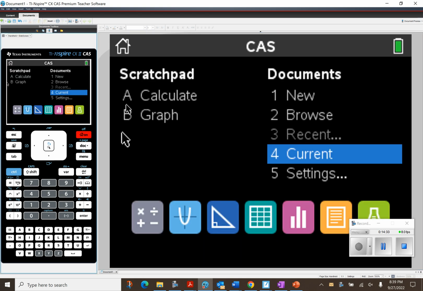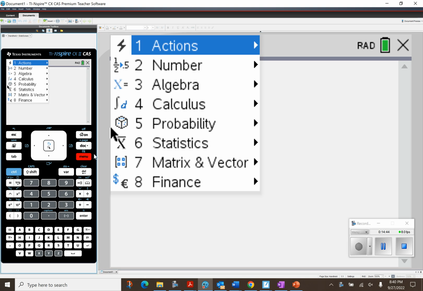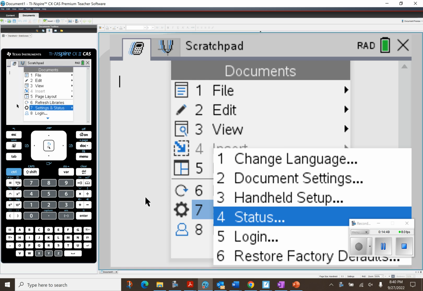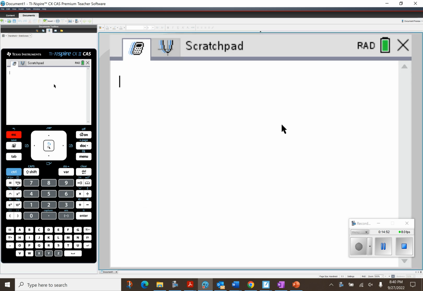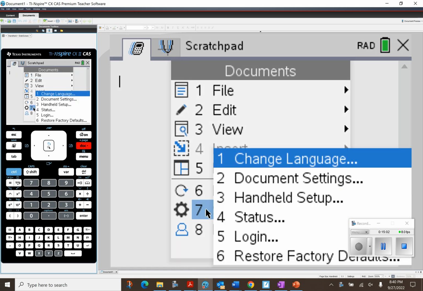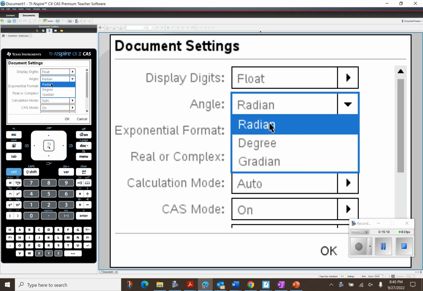For those of you that insist on just using the scratch pad, my goodness, you're missing out on so much of this. All right, sorry, I'm going too fast here. If you're in Scratchpad and that's not in radian mode, I believe you can click on the document button. Although you're not doing the document, you can go to 7, which is settings, and then option 2, and that's where you can change it again.